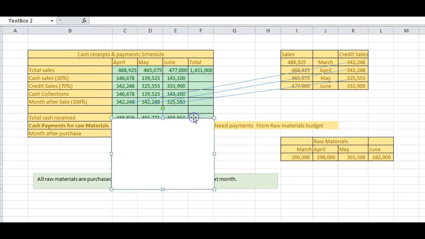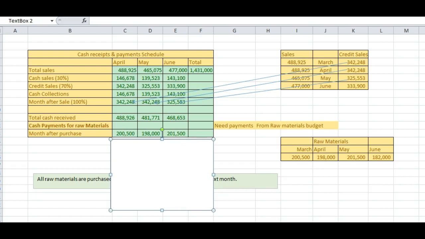So if you look at this, total cash we received, you add these two right here, add those up, you will come up with the total cash received. Now we're going to look at the other payments we had at that time for materials, and they're paid for the month after we purchase them.